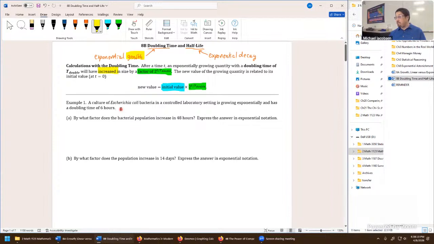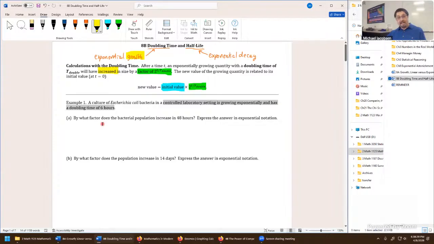So here's our new example. It says a culture of E. coli, not sure how to pronounce the scientific name here. A culture of E. coli bacteria in a controlled laboratory setting is growing exponentially, and we're told it has a doubling time of 6 hours altogether.